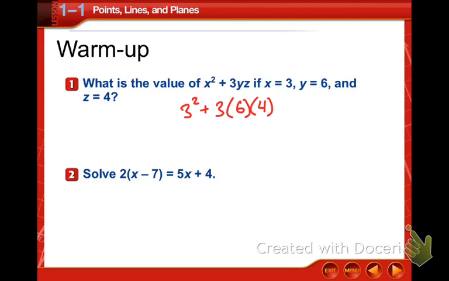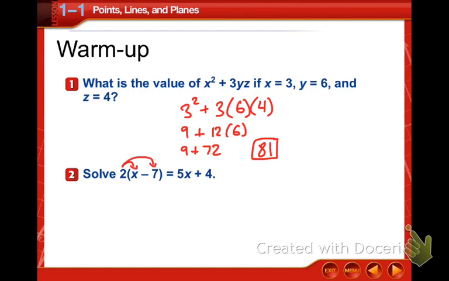So you can square 3, that's 3 times 3 is 9. Then 3 times 6 times 4. There's a couple ways you can do that without using a calculator. You do 3 times 4, because you know those numbers are smaller. It's going to give you 12. And then you're going to multiply the 12 times the 6. So 9 plus 12 times 6 is 72. And 9 plus 72 comes out to be 81. And that's our answer.